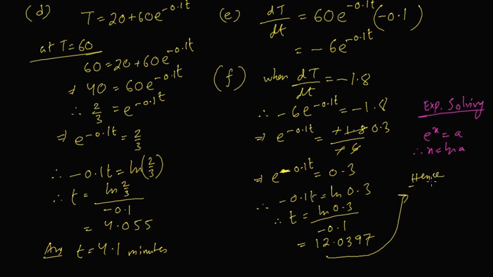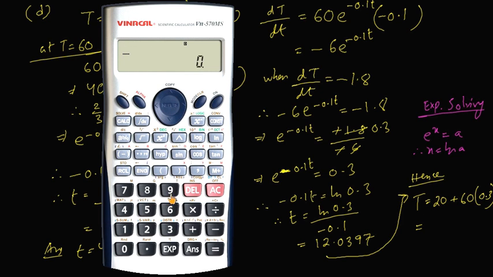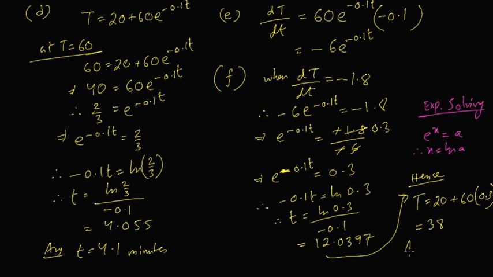Hence temperature equals 20 plus 60. Now I can just do this. Instead of going through this trouble, I can actually put the value of e to the power minus 0.1 t. The value of e to the power minus 0.1 t is 0.3. I can just plug this in, 0.3. So let me calculate this directly, 20 plus 60 times 0.3, that will be 38. So the answer is 38 degrees Celsius.